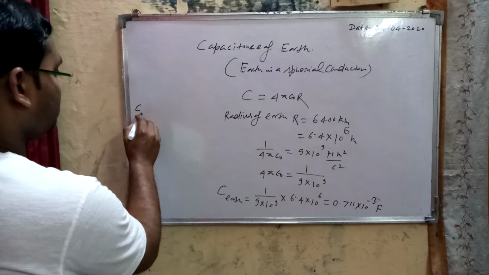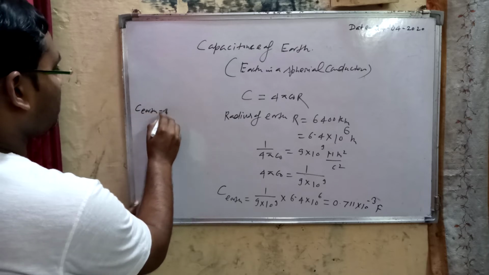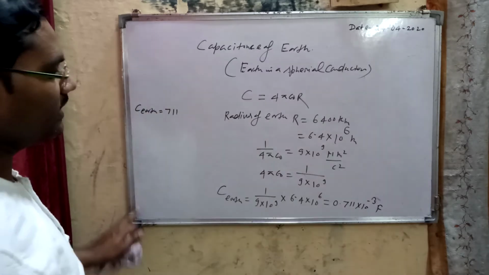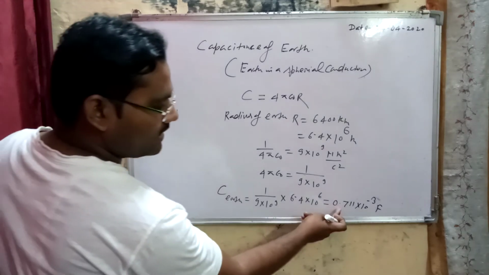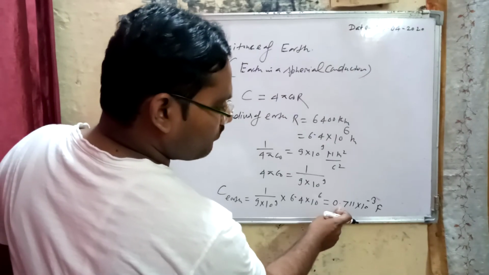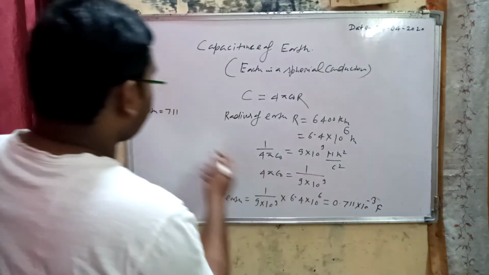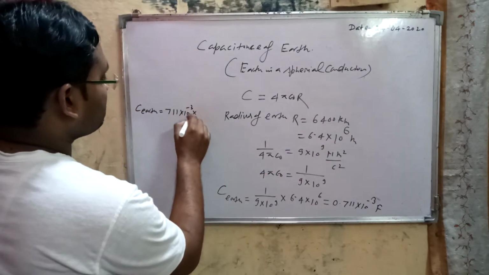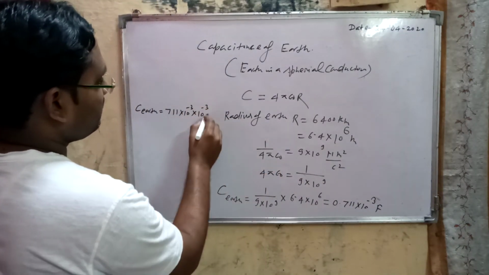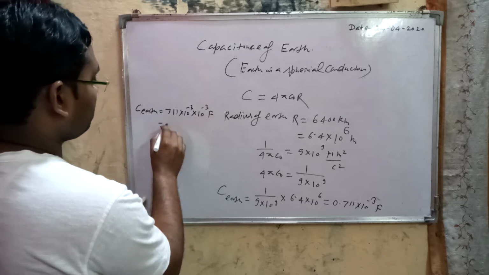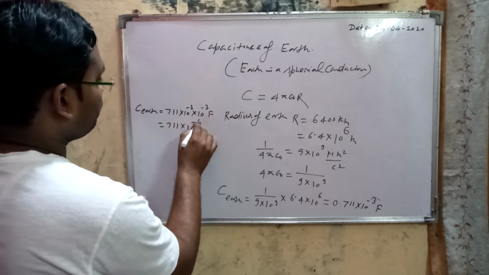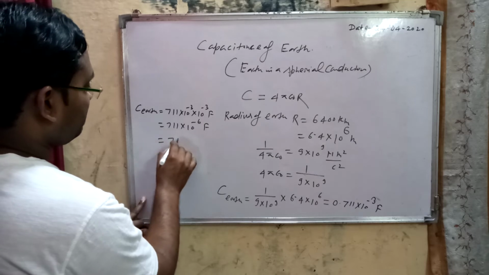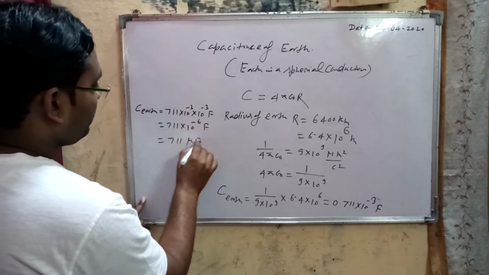Now here C of Earth, if we take 711, what happens? The decimal moves 3 places to the right, that means 10 to the power minus 3 into 10 to the power minus 3, and this is in farad. Now 711 into 10 to the power minus 6 farad, that means 711 microfarad.